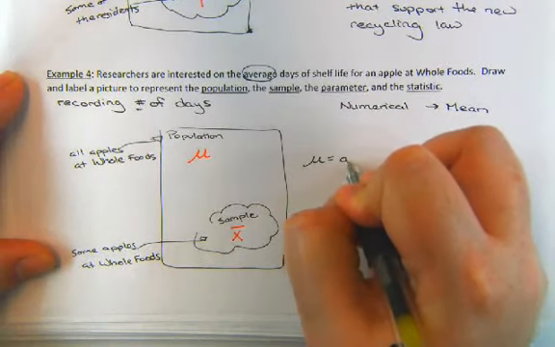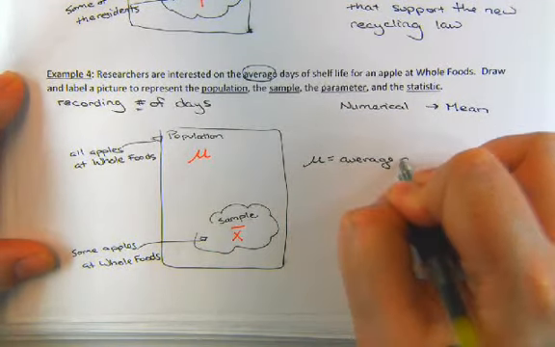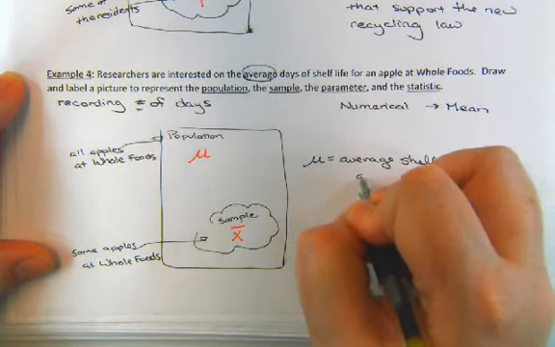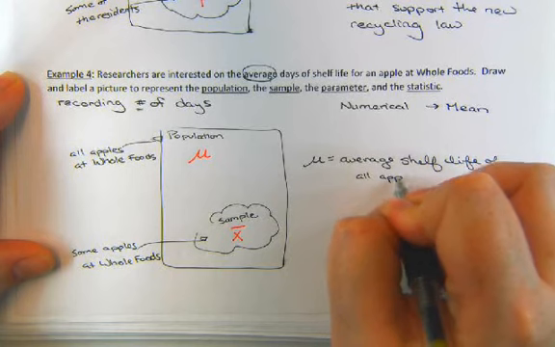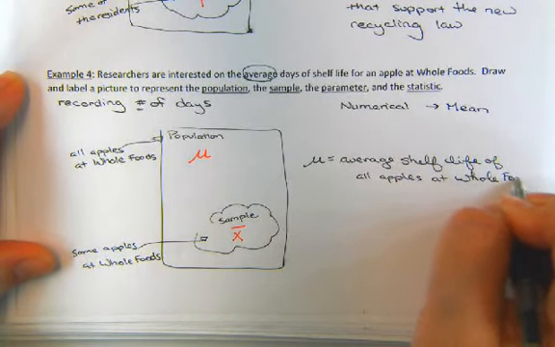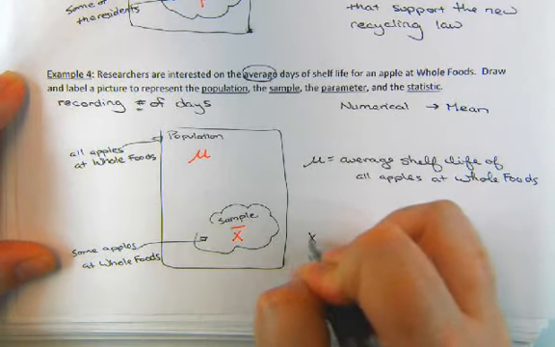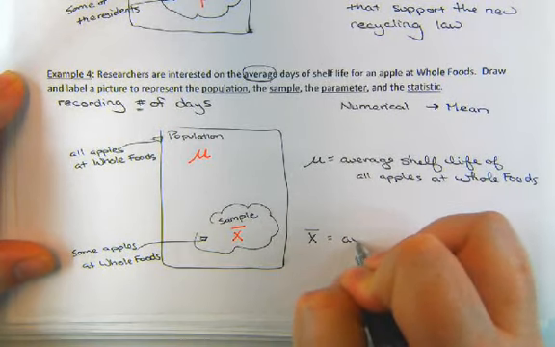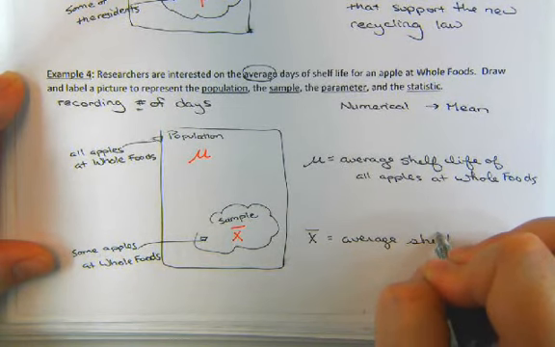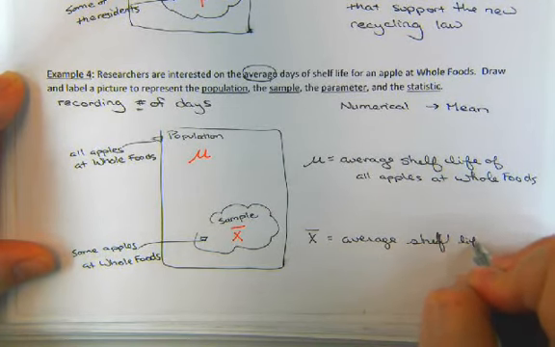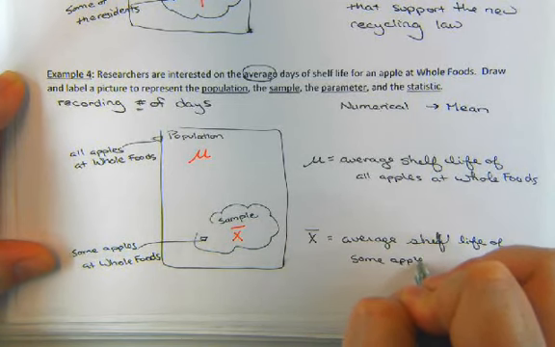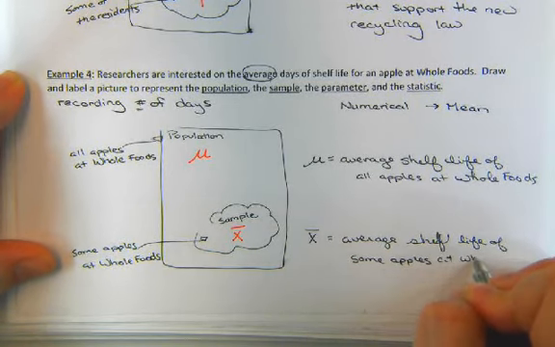So mu would be this average shelf life of all apples at Whole Foods. Whereas if we have a value for x bar, this would be the average shelf life of some apples at Whole Foods.